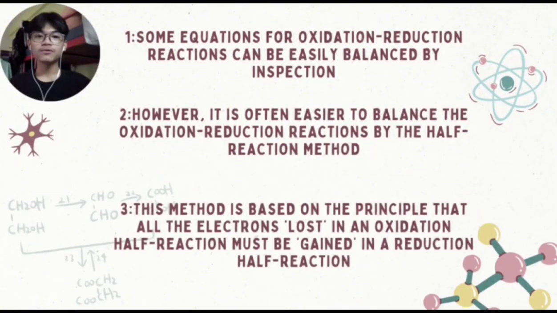Some equations for oxidation-reduction reactions can be easily balanced by inspection. However, it is often easier to balance oxidation-reduction reactions by the half-reaction method. This method is based on the principle that all the electrons lost in an oxidation half-reaction must be gained in a reduction half-reaction.